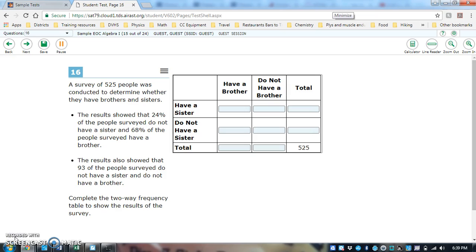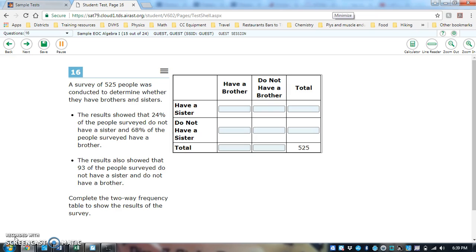All right, number 16, we're given an incomplete two-way frequency table. We're told about having a brother, having a sister, not having a brother, having a sister, having a brother, not having a sister, and not having a brother, not having a sister. We're told how many people have a sister overall, how many don't have a sister, how many have a brother overall, how many don't have a brother overall. And we're told the total people are 525.